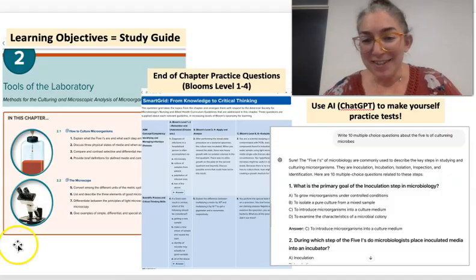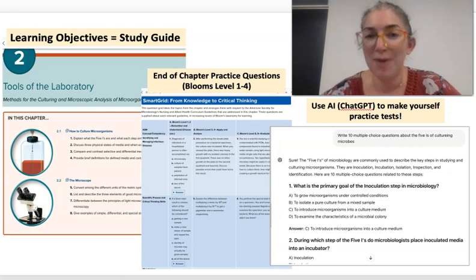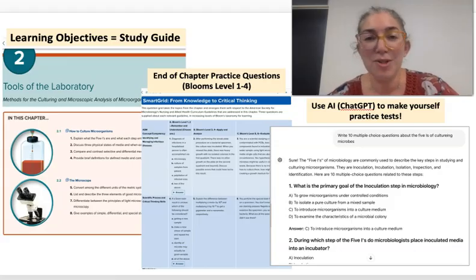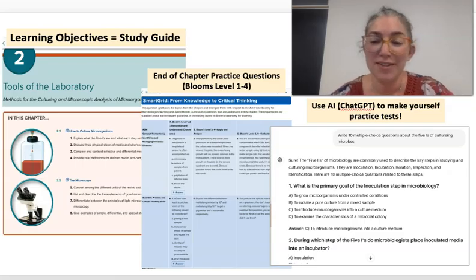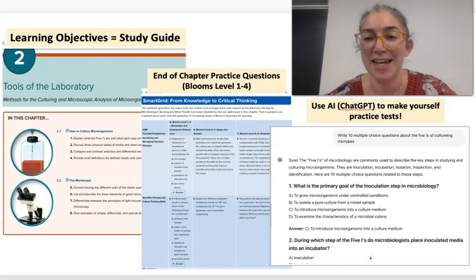And so in this example here, I just went to ChatGPT and I said, write 10 multiple choice questions about the 5 I's of culturing microbes. And I didn't even spell culturing correctly, and it still did it. And so it's a great way to create practice tests for yourself. It even gives you the answers. Sometimes it gives it right after the problem. Sometimes it'll give it in an answer key at the end.